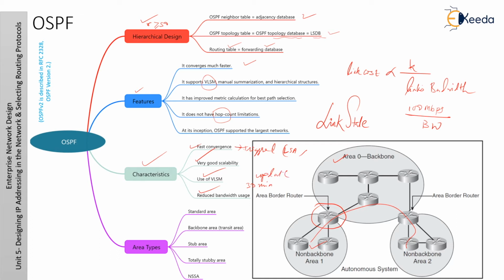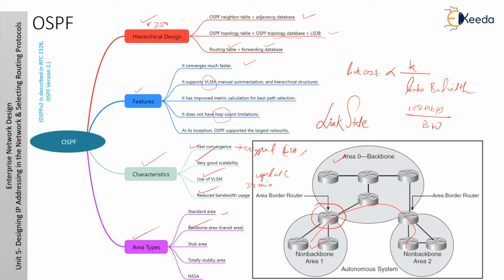Now come to OSPF area types. First area is the standard area. This default area accepts link updates, route summarization, and external routes. Then the backbone area or transit area. Okay, transit, like in an airport there are also transit areas. So this is responsible for any traffic from any non-backbone area to another non-backbone area.